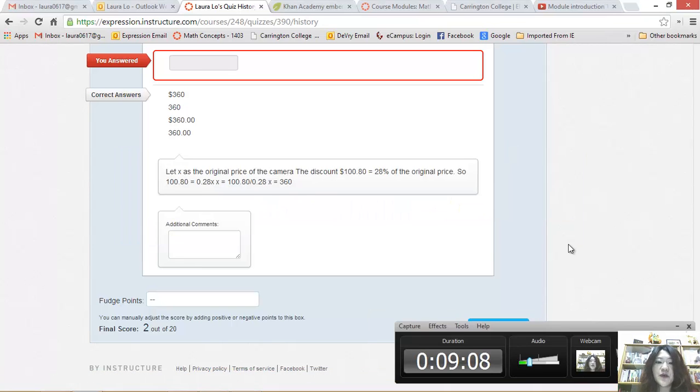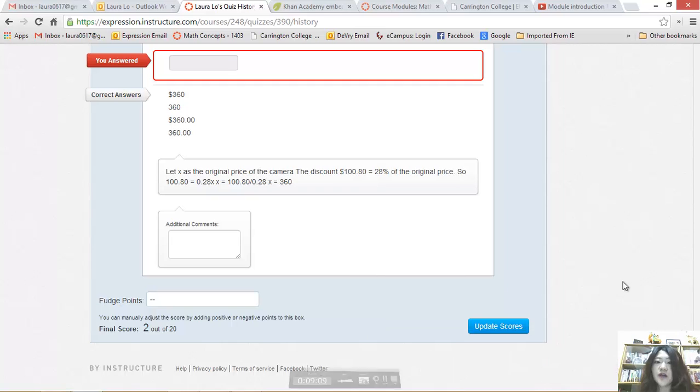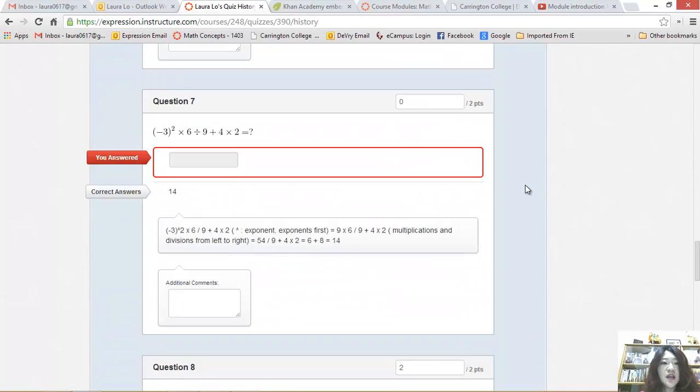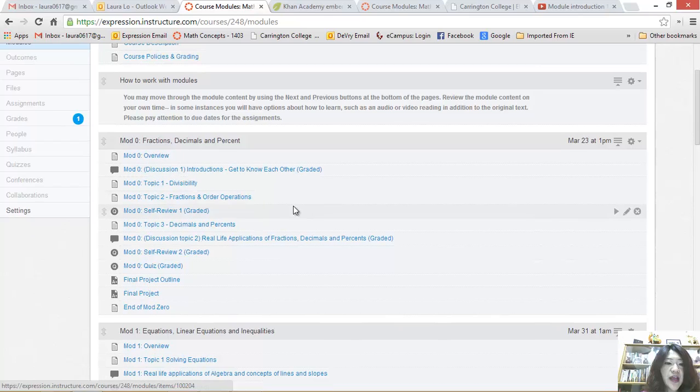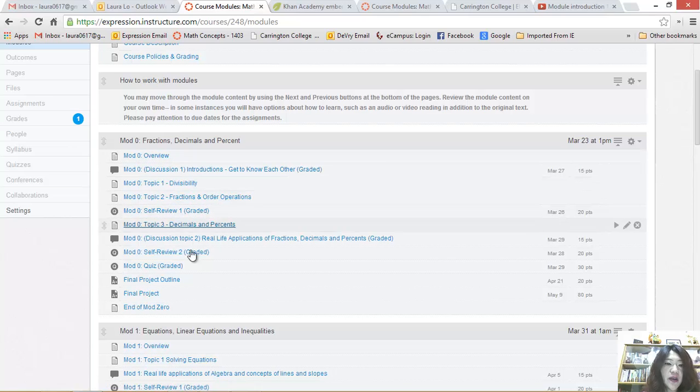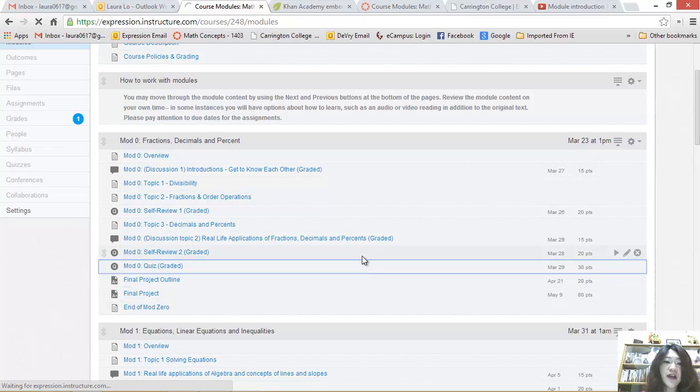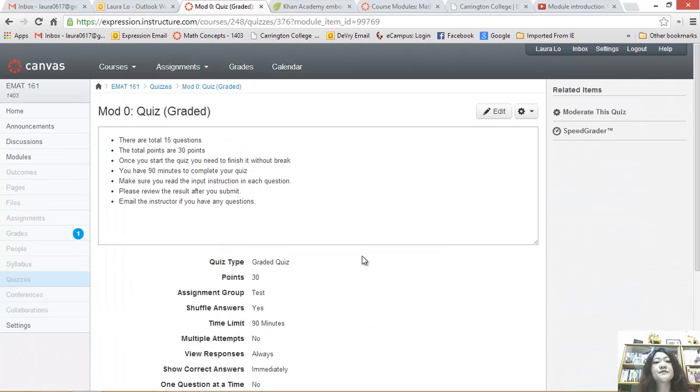Okay, we still have 1 more minute, so let's talk about the quiz. Let's go back to the module page. On the module page, after each topic, you have the self-review. In the self-review, you have three attempts to raise your grades. And for each module, at the end, you have the quiz to evaluate your learning outcome.